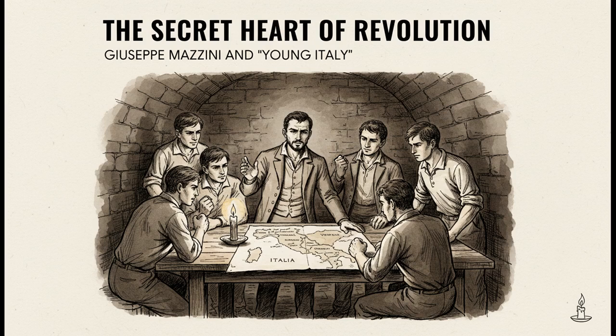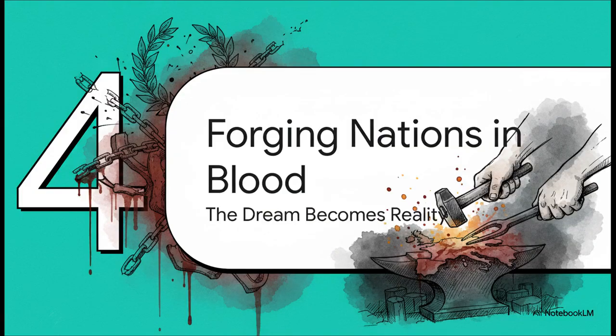His group, Young Italy, had one mission: to unify Italy into a single republic. He truly believed that nations were the natural way to organize humanity, and that fighting for your nation was practically a sacred duty. And that takes us to Section 4, Forging Nations in Blood.